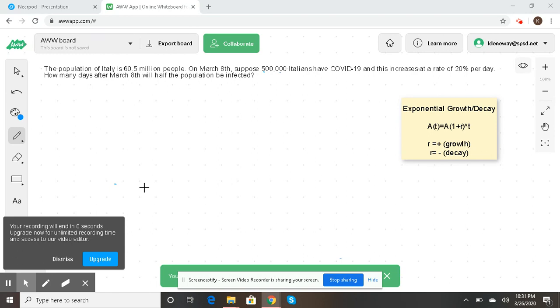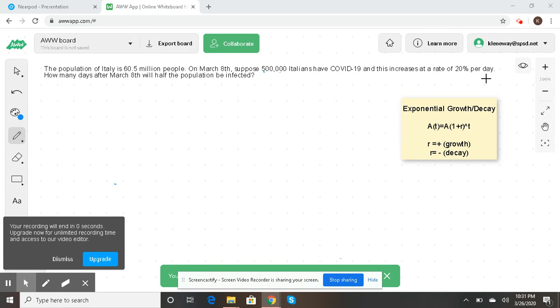The population of Italy is 60.5 million people. On March 8th, suppose 500,000 Italians have COVID-19, and this increases at a rate of 20% per day. How many days after March 8th will half the population be infected?